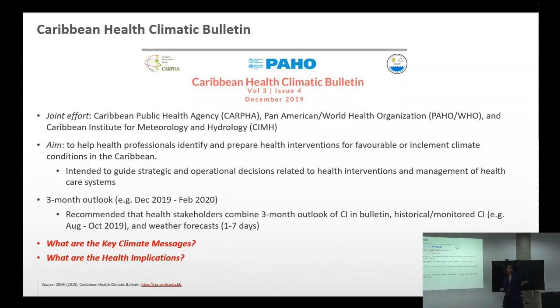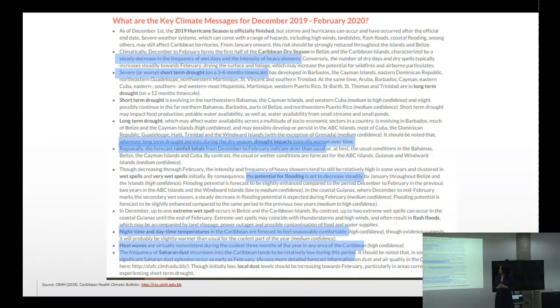So 2 things. What are the key climate messages? So the climate scientists are able to share this information. On the health side, what are the health implications of this? So this is how it sort of looks. It's a bulletin that goes out, and it's been going on for the past 3 years, every 3 months. Okay, so this is what we're thinking of seeing.